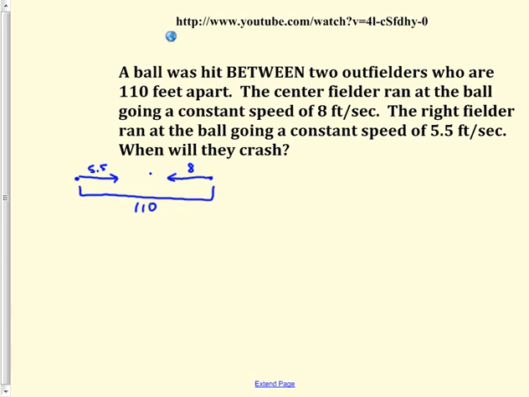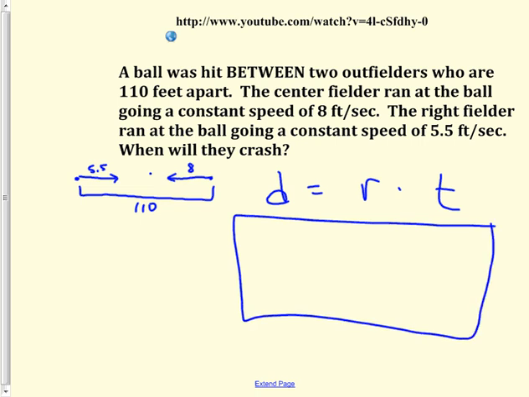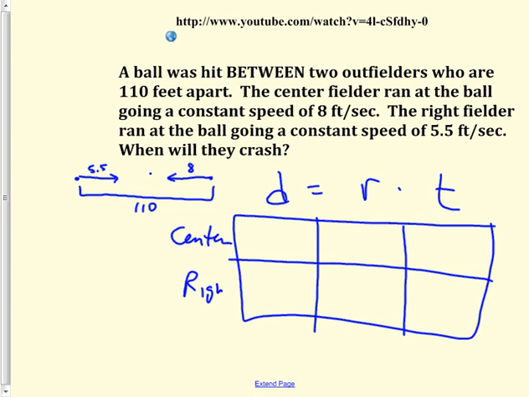Now, if I tried to do this just from the picture, I would fail terribly. So I'm going to make one of those charts. Next, let's make a D equals R times T chart. We have two fielders, the center fielder and the right fielder. It's always important to label them so you don't get confused.